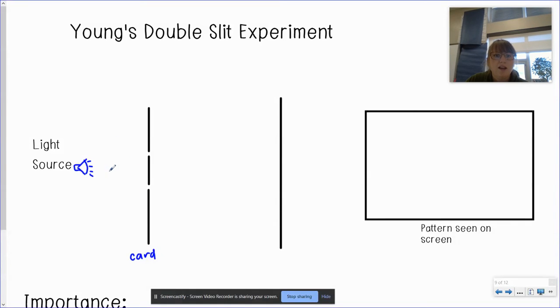If light acted like a particle, which we'll talk about more tomorrow, so we have little particles of light, we would expect them to hit this screen over here and just create a bright spot here and a bright spot down here. That is not what was seen. So let me erase this all real quick.